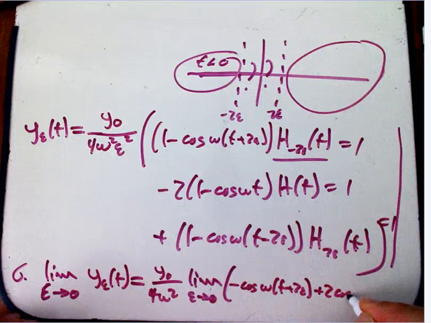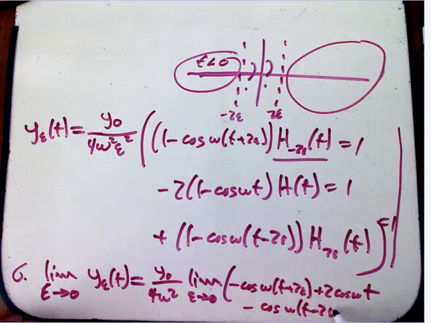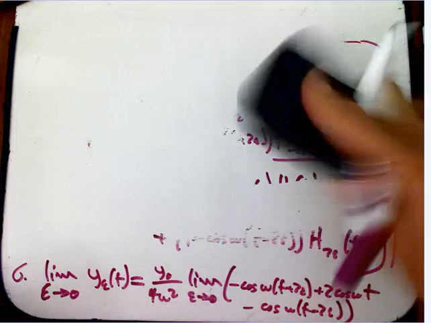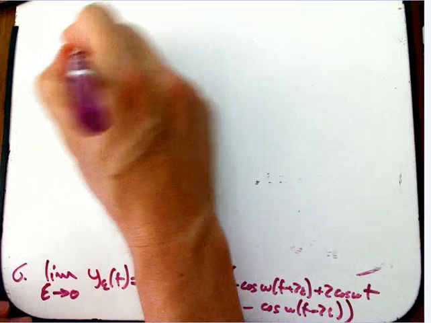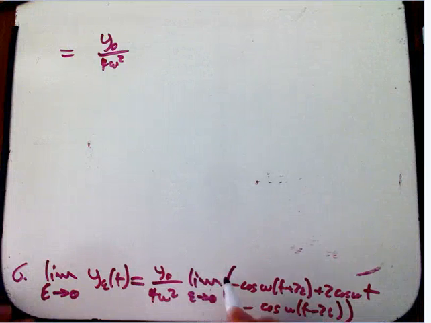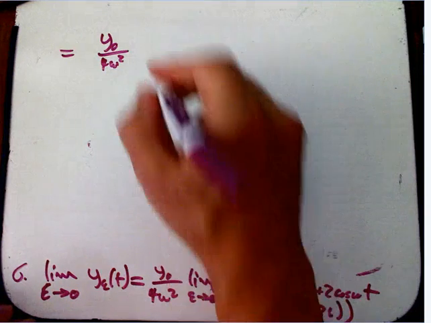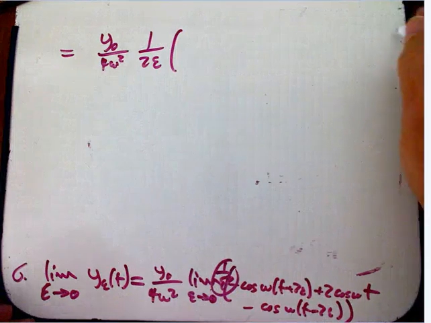Plus 2 cosine omega t, and then see if I can squeeze it in here, minus cosine omega t minus 2 epsilon. There we go. Okay, so now we use L'Hopital's rule twice. Got over the 4 omega squared. Okay, I just was talking, there's a 1 over epsilon squared here, which is really crucial. When we take the derivative of that, it becomes 1 over 2 epsilon. See if we can fit it all in here.